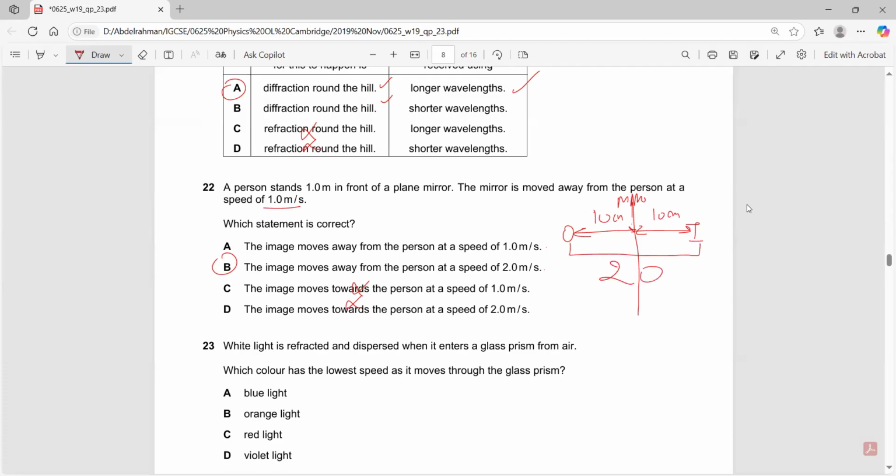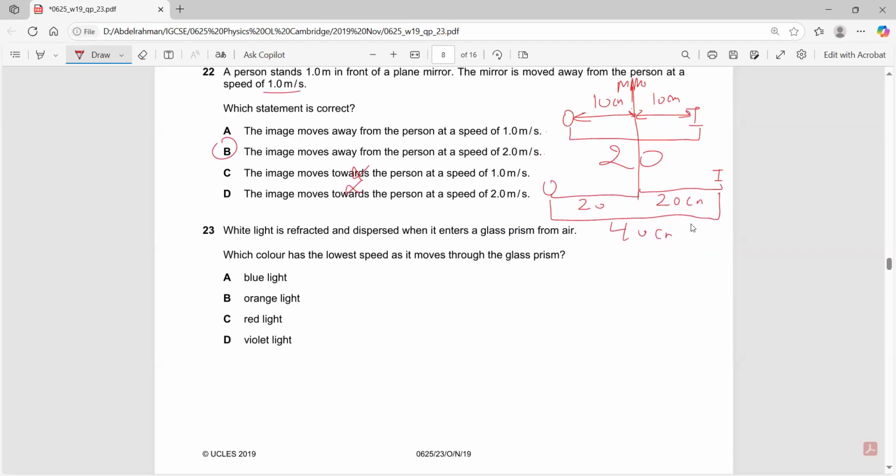It's actually 20 centimeters. So if the mirror moves away and the image is now 20 centimeters away, then the object will also be 20 centimeters away. So the total distance is 40 centimeters. Basically, you're multiplying by 2. The speed between the object and the image increases by a factor of 2. You need to multiply by 2.